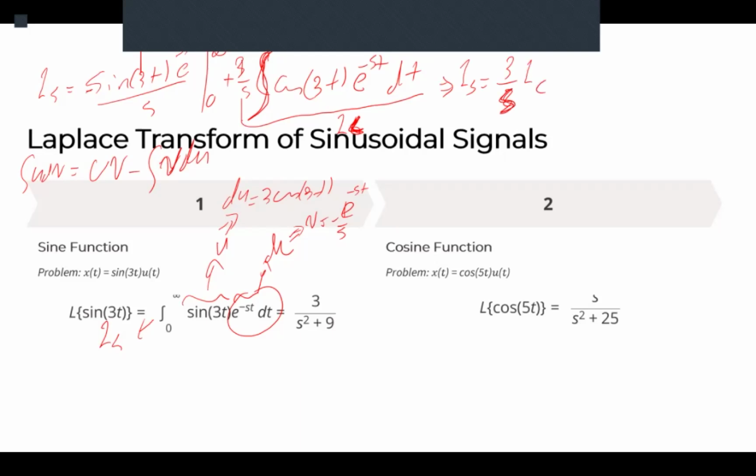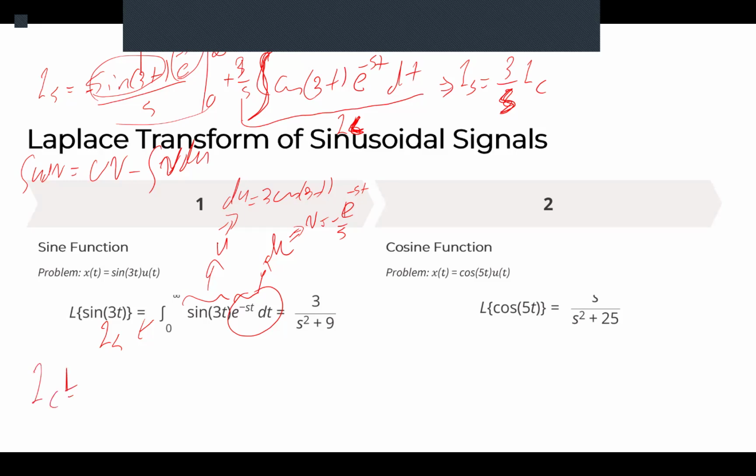Now let's calculate IC because we have another integral to solve. Now I eliminated this one. It's the same. If we calculate for infinity and 0, at infinity this term is 0, at 0 this term is 0. So it's going to be 0 minus 0, so 0. Are we good? So now let's calculate the IC.